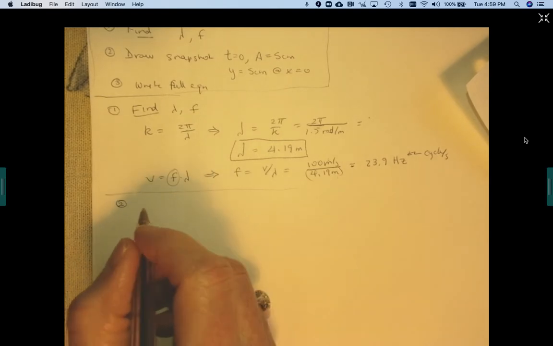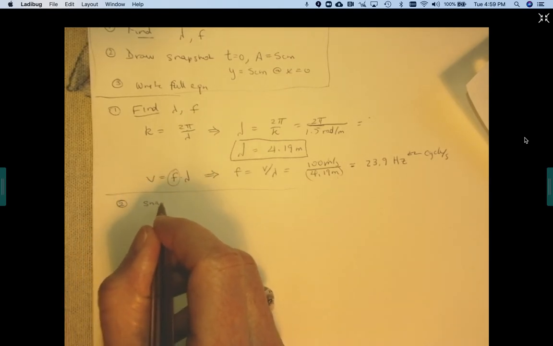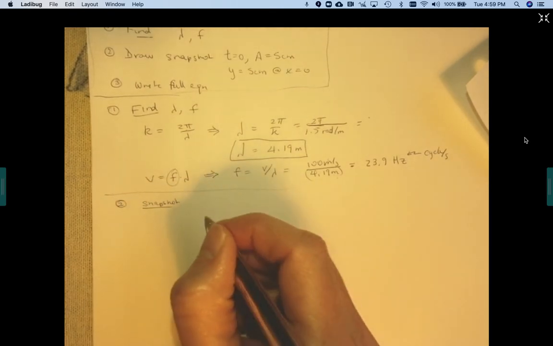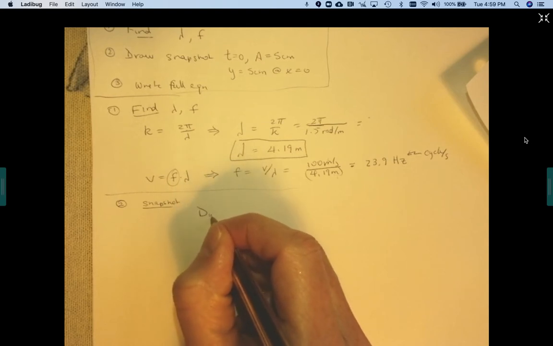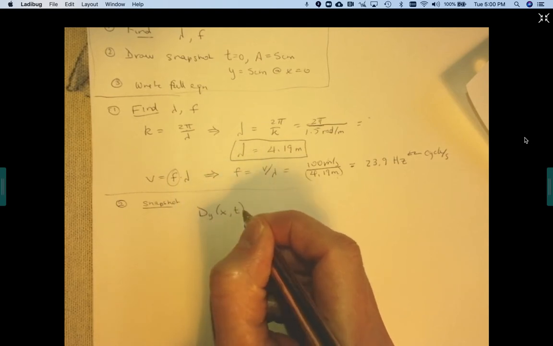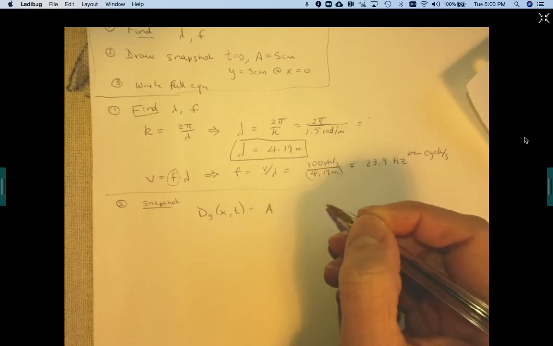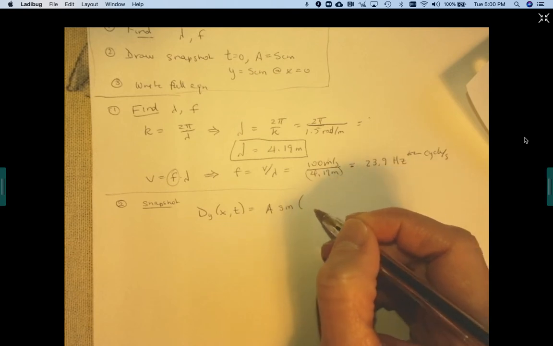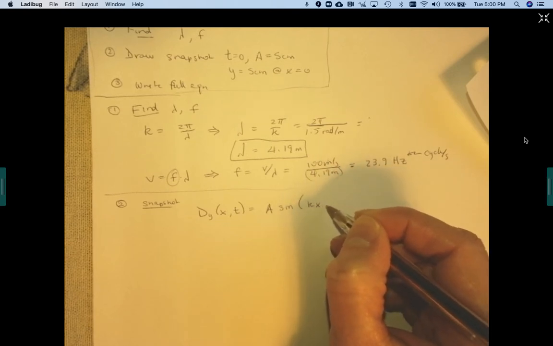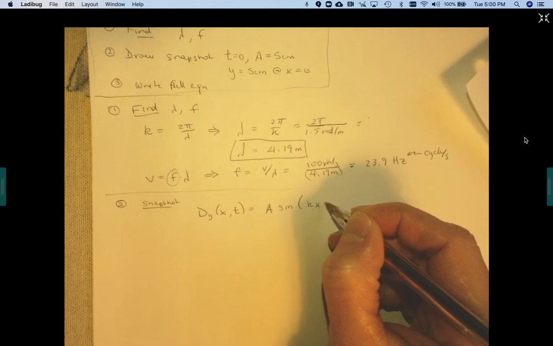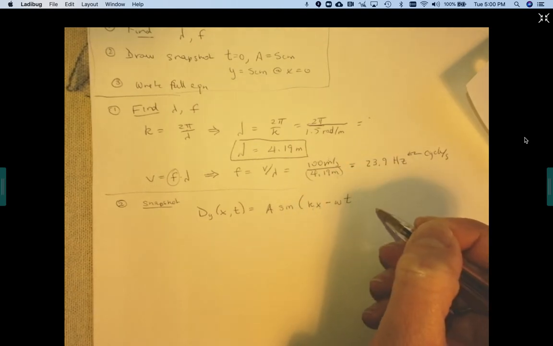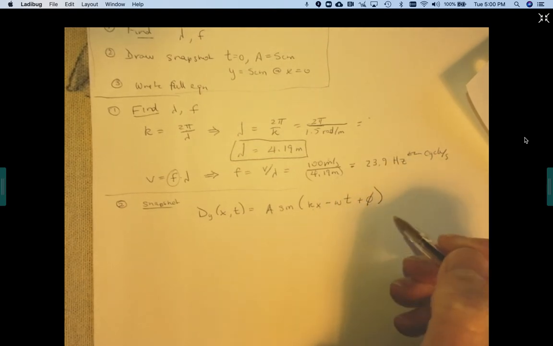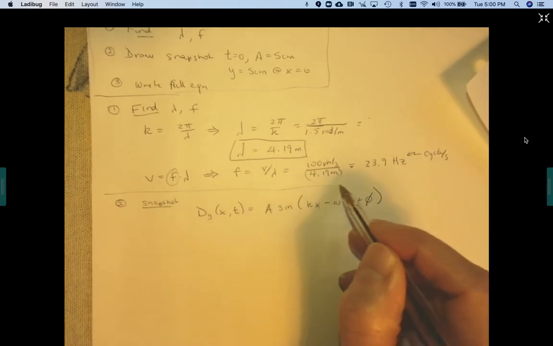Okay, so for part 2, we want to find our snapshot graph. Okay, so our general equation for the displacement in the y direction as a function of x and time is an amplitude, and in this case, we're describing the wave as a sine. Sine, cosine is only different by a phase constant, right? So the full equation is the wave number times x minus omega t plus phi, which is our phase constant, right? So this tells us how it's starting at t equals 0 and x equals 0.